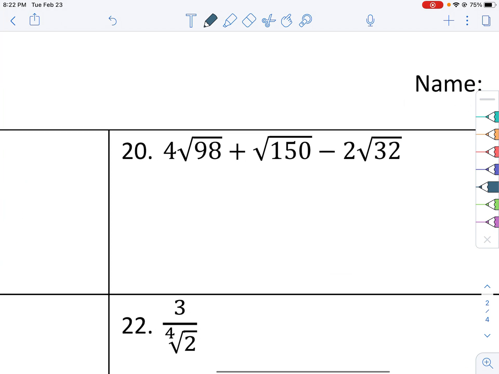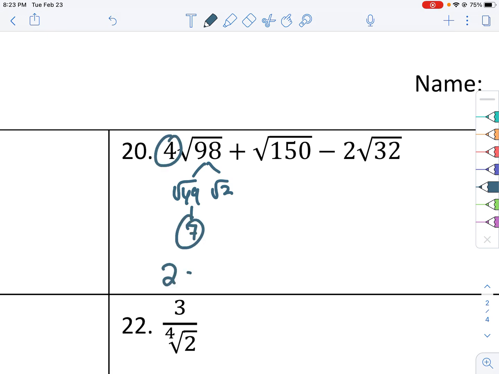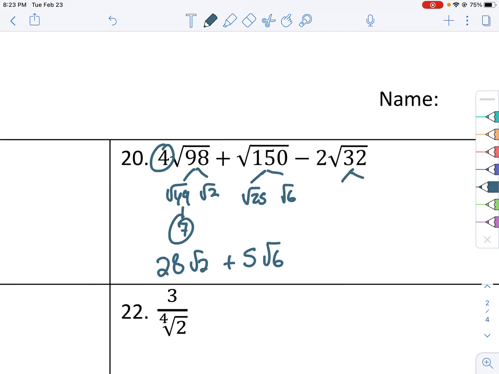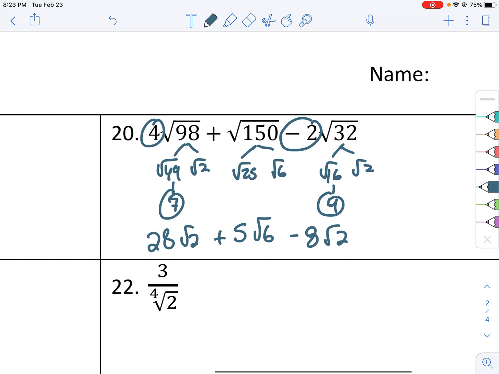And this next one, we got a lot of simplifying we have to do here. 98, biggest perfect square that goes into that is going to be square root 49. That's 49 times 2. 49 becomes 7. 4 times 7, 28, radical 2. Or actually, maybe not. This one, radical 25 comes out. That's 25 and radical 6. So this one becomes plus 5, radical 6. Radical 6 can't be reduced at all. And then the last one here, this is radical 16, radical 2. Radical 16 becomes 4, so negative 2 and 4 makes negative 8, radical 2.